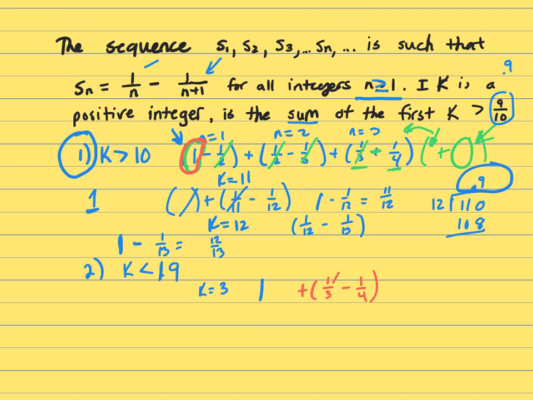And of course, this one's going to cancel with that one. You're left with 1 minus 1/4, which is 0.75. And 0.75 is not greater than 9/10. So if k is less than 19, it works for some values of k, but not all of them, so you can't use that. Your answer is A.